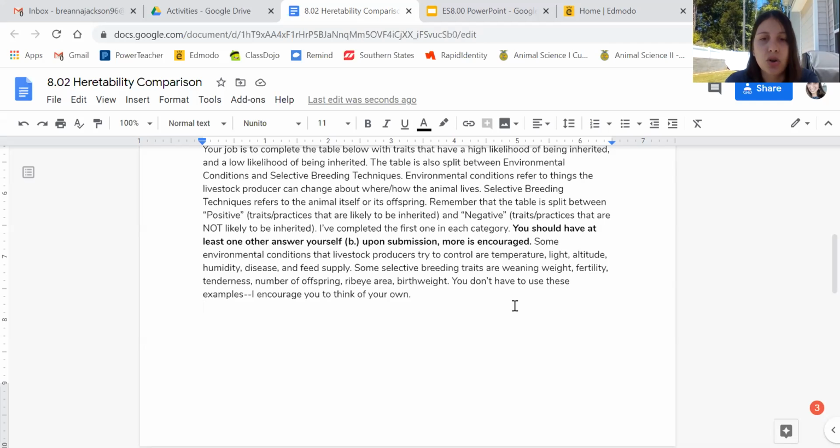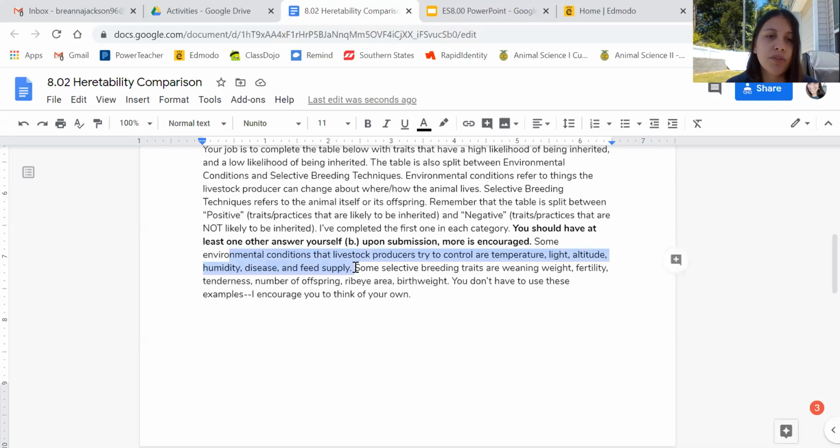That's something that a farmer can try to control. How much light his animals are getting. The altitude. Does it help to produce animals in the mountains, or does it help to produce them in a valley? The humidity. Can you control the humidity? And will one help and one not probably help? Controlling disease, feed supply, how much or what are you feeding your animals? And then some selective breeding traits are going to be like weaning weight, fertility, tenderness, the number of offspring, ribeye area, birth weight. These are just some examples for selective breeding traits.